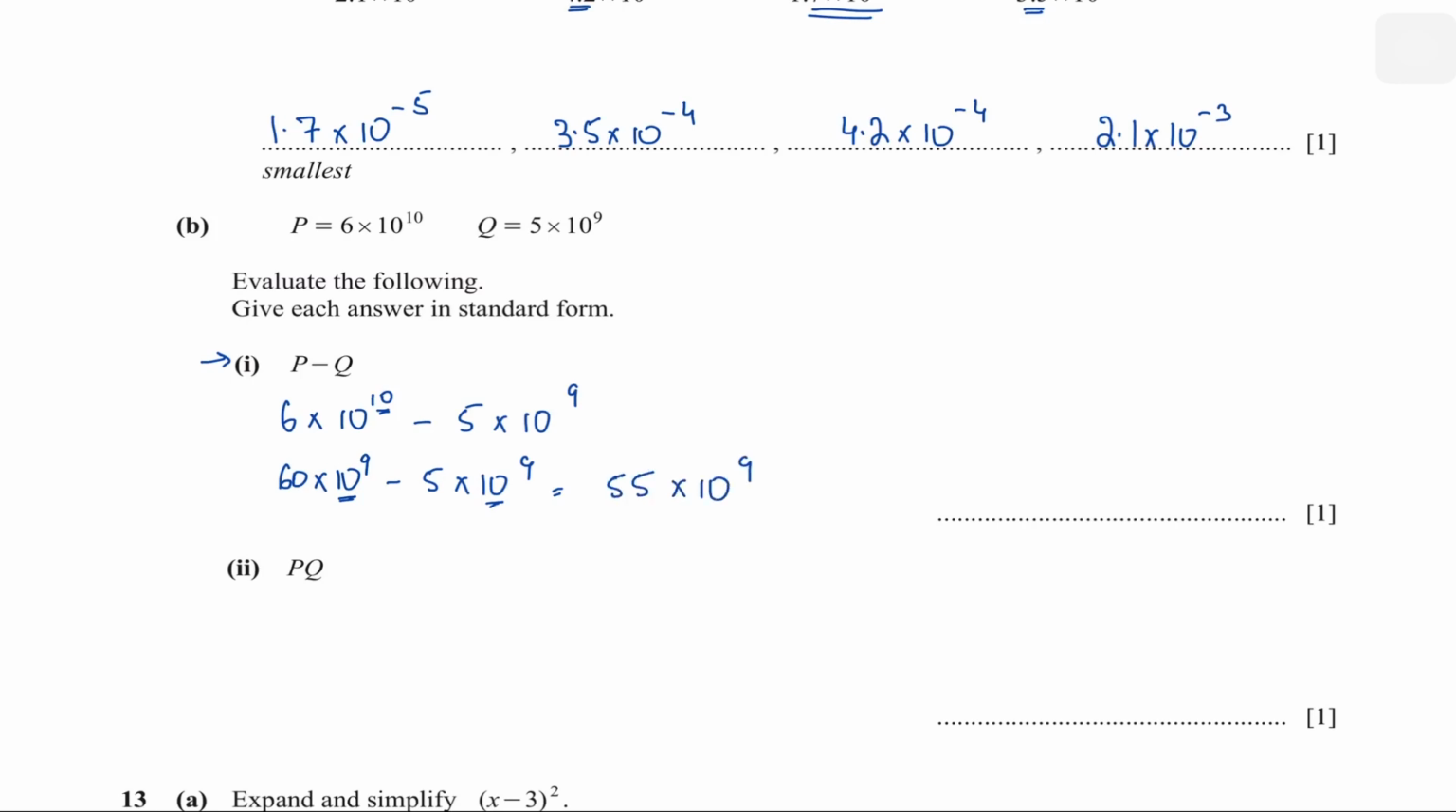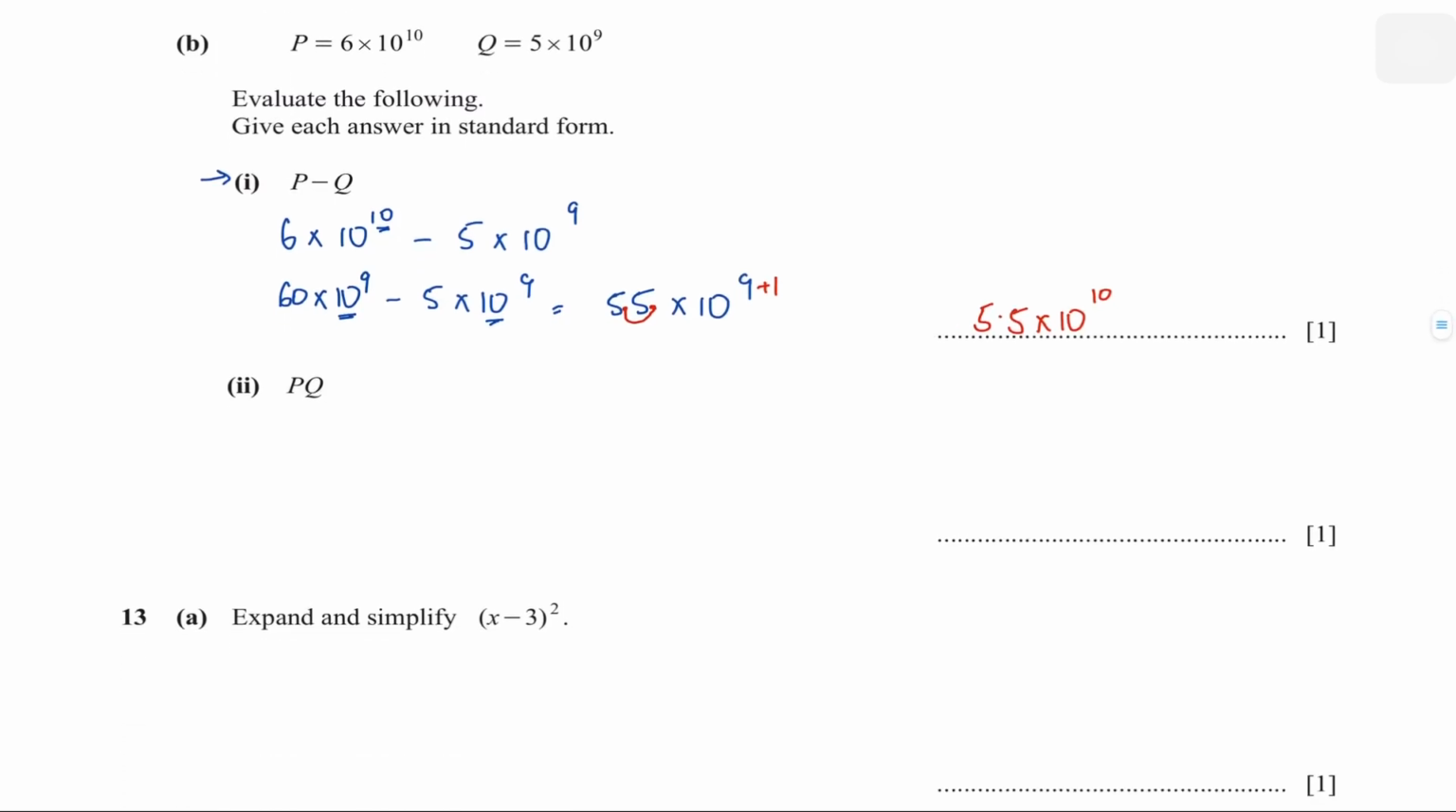But remember, this answer is not in standard form, and the reason for that is the value before power 10 is greater than 10. So I'm going to move the decimal one place backwards, and in order to cancel out the effect of that, I'm going to increase the power by the number of places I've moved the decimal. So that's 1. So this is going to give me 5.5 times 10 raised to the power of 10.